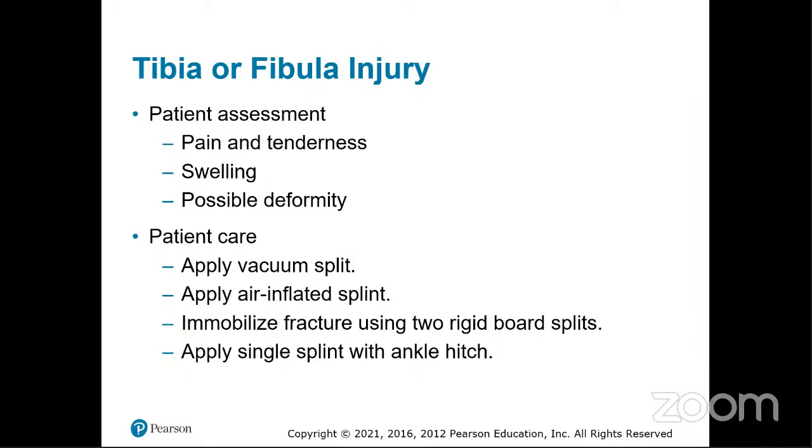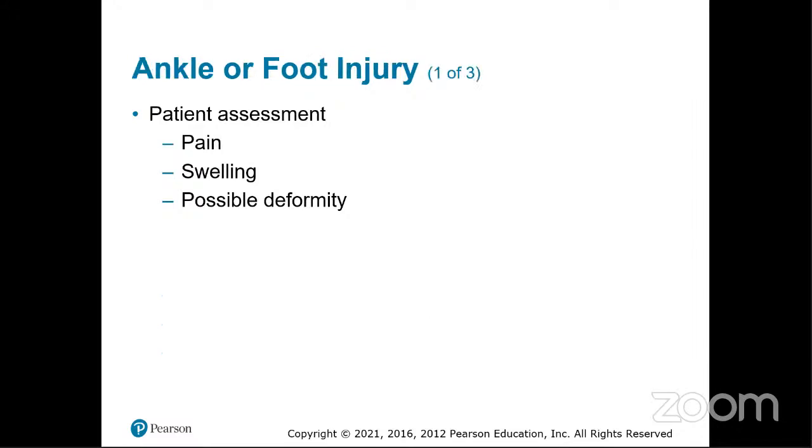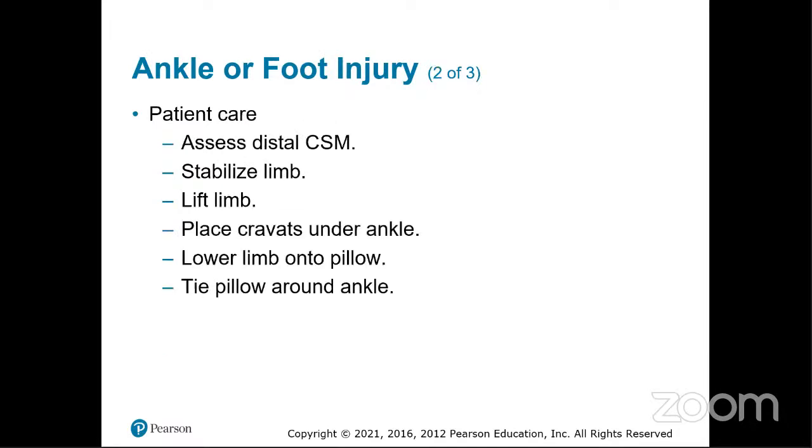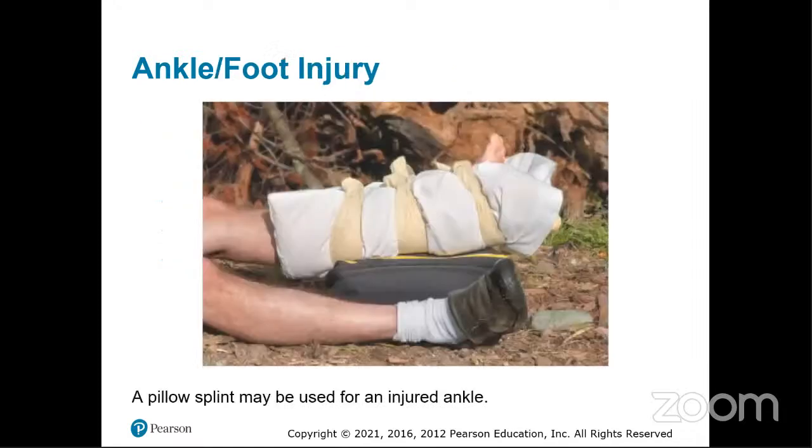Immobilize the fracture using two rigid splint boards. That's what we go over, the SAM splints is what we teach. Or you can apply a single splint with an ankle hitch, and we'll show you all of those. Ankle or foot: pain, swelling, and deformity. Same thing, always on all of these. We're going to assess the CSM, stabilize the limb, lift it, place cravats under the ankle, then lower the limb onto a pillow and tie the pillow around the ankle.